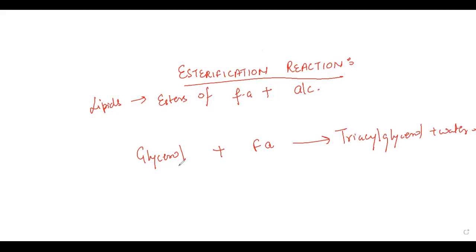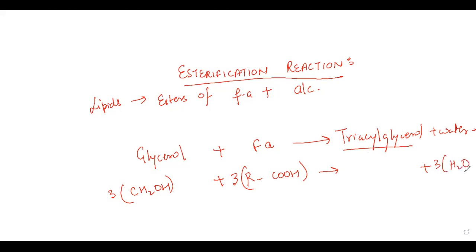Now, the chemical formula for glycerol is CH2OH, 3 molecules of this, plus fatty acid. We have RCOOH. This is also the basic fatty acid, 3 molecules of this. Here we'll get 3 molecules of triacyl glycerol. I'll show you the whole structure for this. Plus we'll get 3 molecules of water as a byproduct here. Now I'll show you how this esterification reaction works.